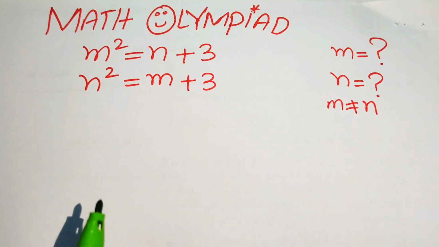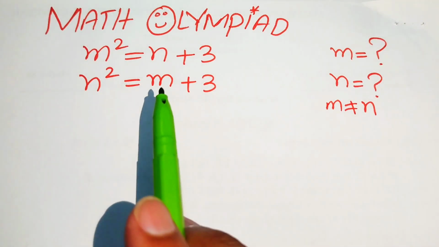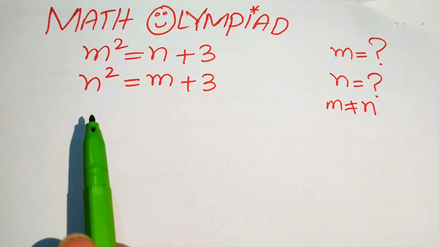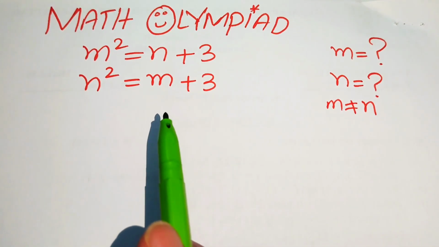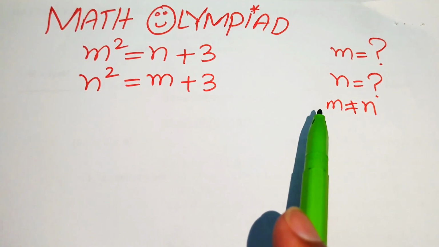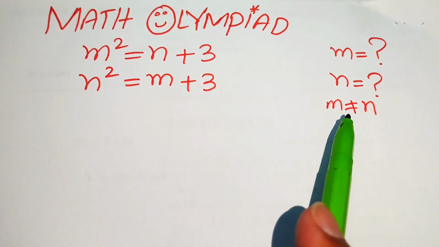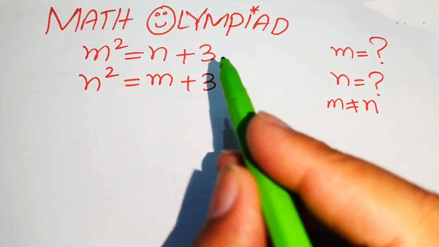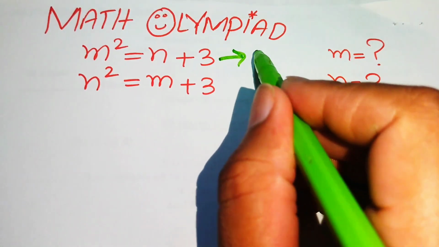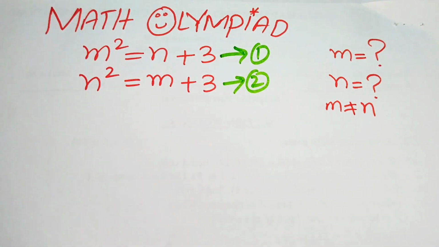Hello everyone, welcome to solve this Math Olympiad Algebra problem. Here we have m square equals n plus 3 and n square equals m plus 3, and we solve this problem for the values of m and n when m and n are distinct numbers, or these are not equal. We call this equation number 1 and this equation number 2.